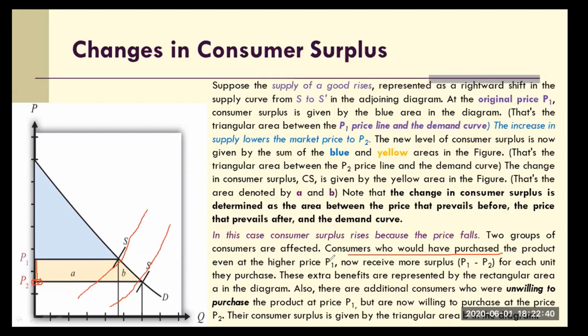Also, there are additional consumers who were unwilling to purchase the product at P1, but are now willing to purchase at price P2 because the price has declined. Their consumer surplus is given by the triangular area B. Those who were unwilling to pay before can now buy, and that is their surplus.